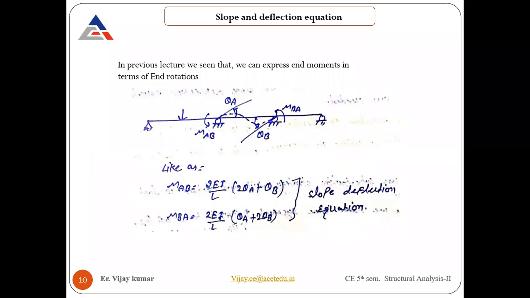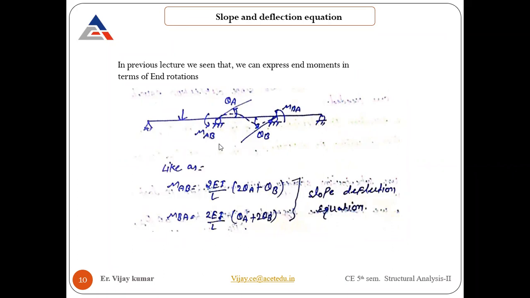We have already discussed the slope and deflection equation without the consideration of load. That is mentioned in the first slide, which I'm just representing here. We already know the fixed end slope and deflection equation for MAB, meaning the moment about support A, and the moment about support B. That value we already calculated, and the derivation we also saw in the last class.